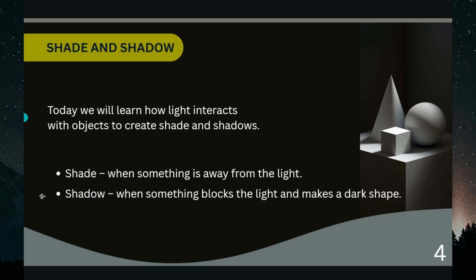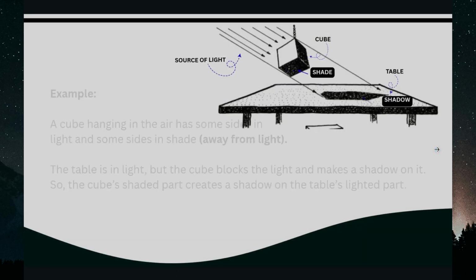What is shade? When something is away from the light, so that space or the part of that object creates the shade. And shadow, on the other hand, when something blocks the light and makes a dark space known as shadow. I'm going to show you some visual examples.